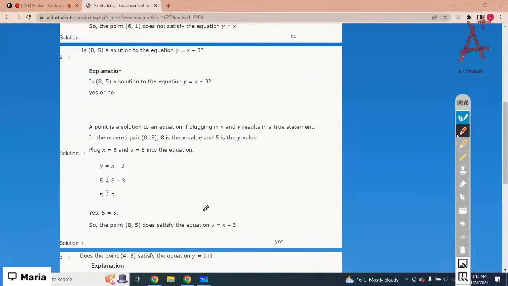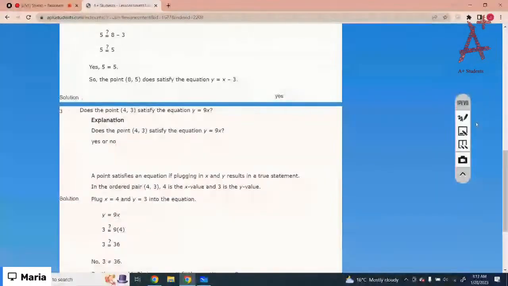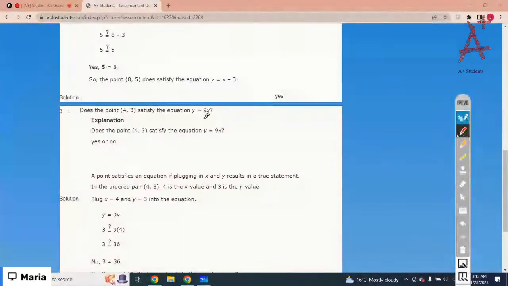Okay, the next one is: does the point (4, 3) satisfy the equation y equals 9x? So you have the point 4 and 3. Got it? So x is 4, y is 3. Just put the values in the equation. y is 3 and 9 times 4. 9 times 4 is 36. So they are not equal. That means the point (4, 3) doesn't satisfy the equation. Got it?